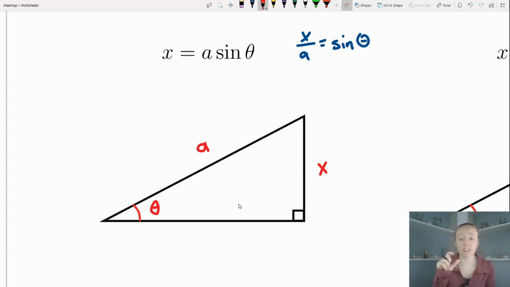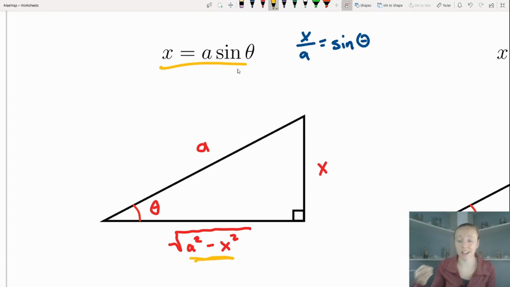I know that my sides squared and then summed together equals my hypotenuse squared. So I'm going to reverse that because I know my hypotenuse and a side. I know that this other side is going to equal the square root of my hypotenuse squared minus the known side squared. So a squared minus x squared. And that's that side there. So with that being said, when we have an a squared minus x squared, the relationship we're going to be using is that x equals a sine of theta.